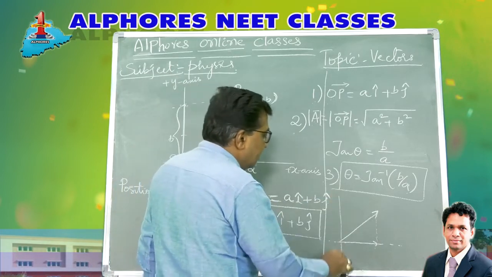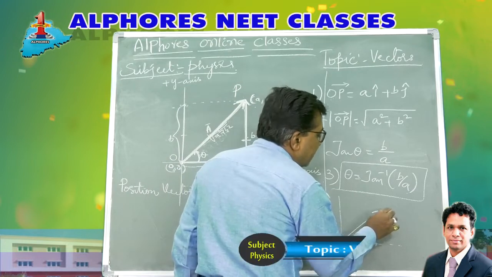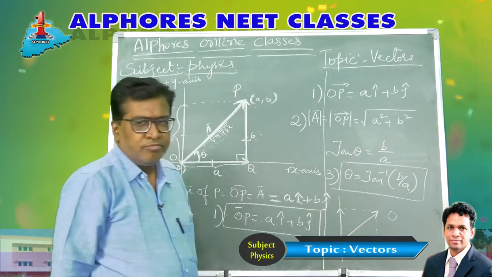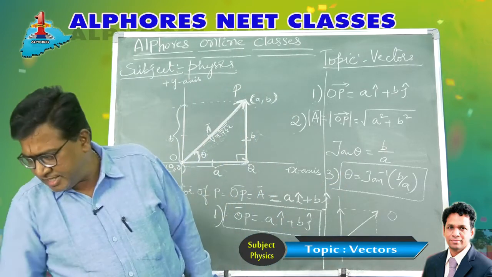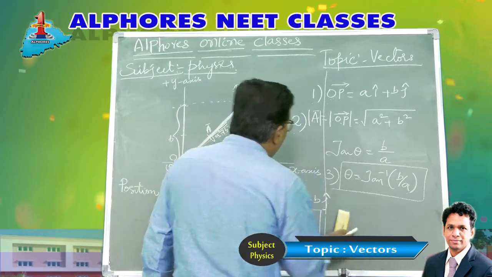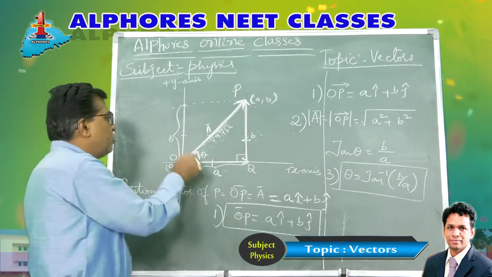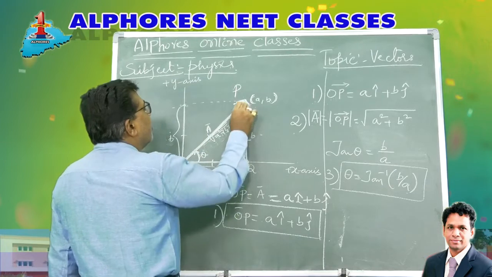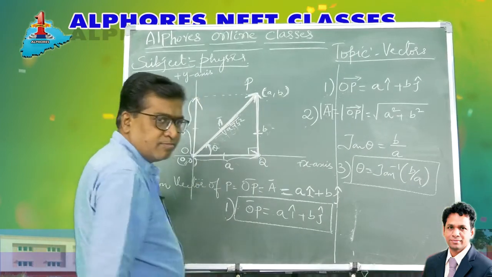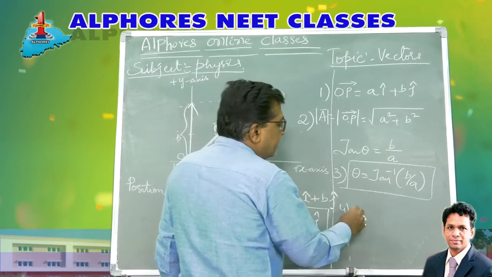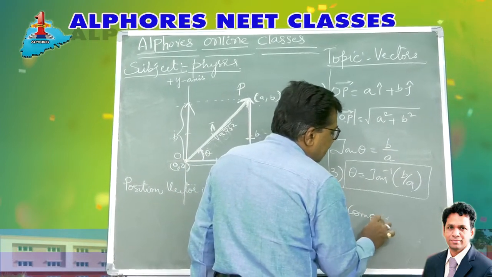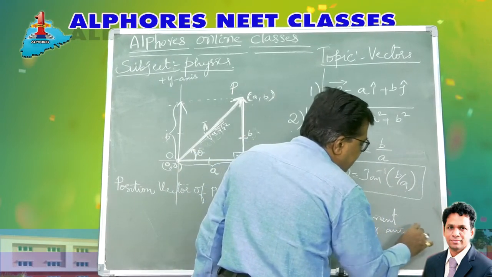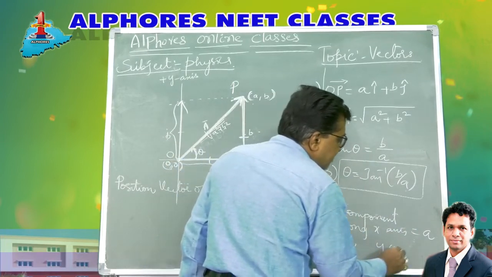Similarly, if you want the component along the y-axis, imagine a light source here. Then the shadow falls here, and the length of the shadow is the component of the vector. So the vector has two perpendicular components. The horizontal component along the x direction is A, and the vertical component along the y direction is B. So the fourth point: the component along the x-axis is A units, and along the y-axis is B units.